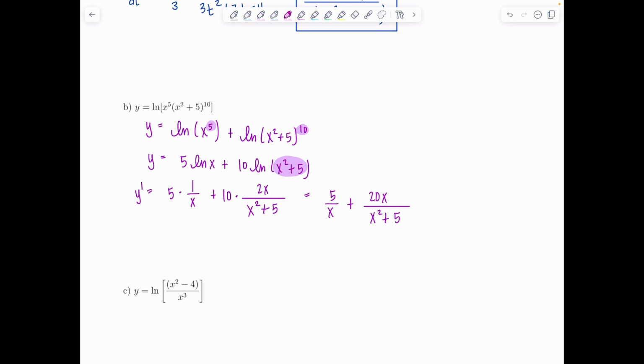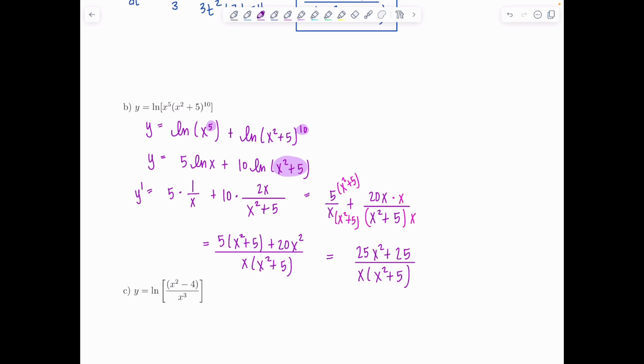But if not, let me keep going and show you what to do. If we need to get a common denominator, the LCD is x squared plus 5. So this one I'm going to multiply top and bottom by x squared plus 5, and then this one just by an x. So then we're going to have 5 times x squared plus 5 plus 20x squared over x times x squared plus 5. So this is going to be 5x squared plus 25. 5x squared plus 20x squared is 25x squared plus 25 over x times x squared plus 5.